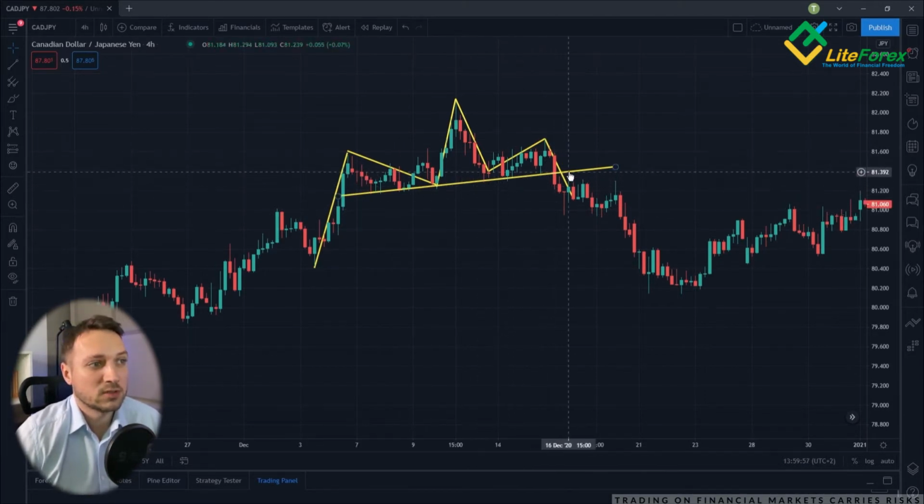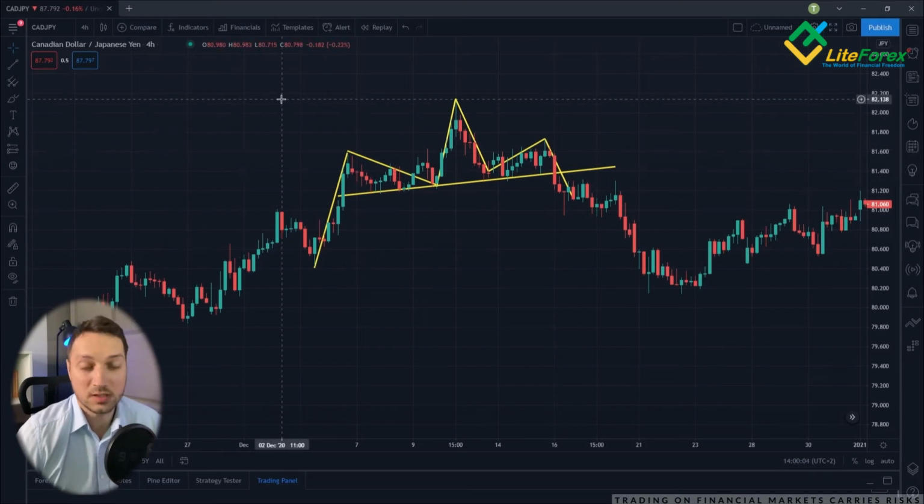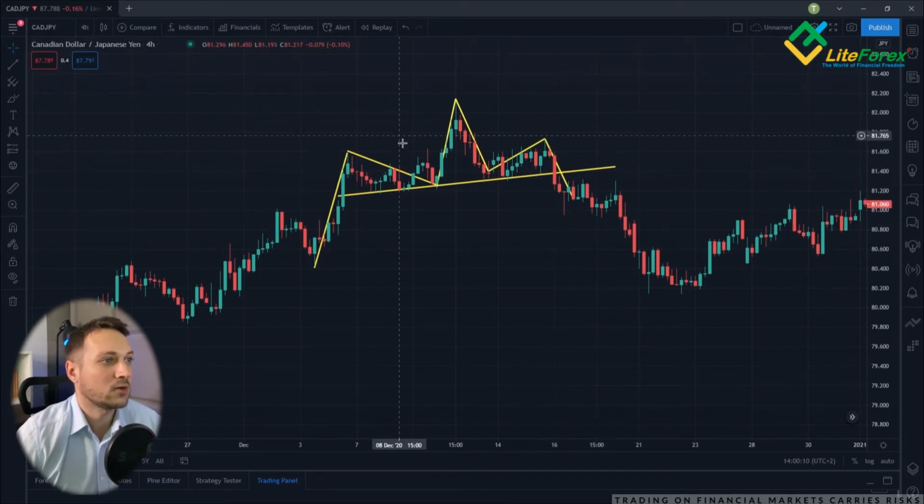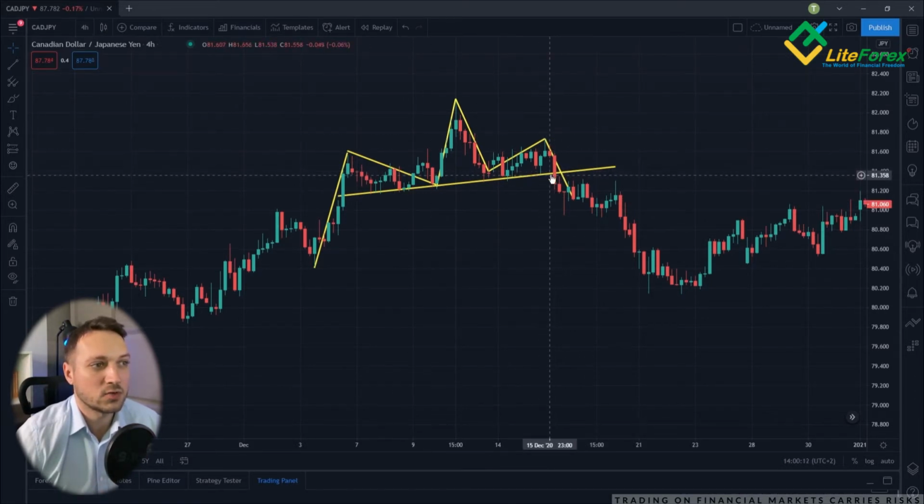We marked the support line, and we should enter the trade when this support line is broken in the opposite direction, of course, because this is a reversal pattern. So as you can see, we have broken down here, and this would be our entry point.